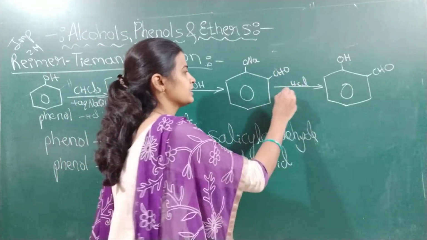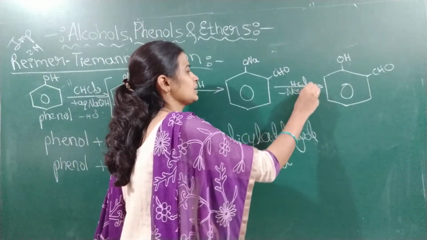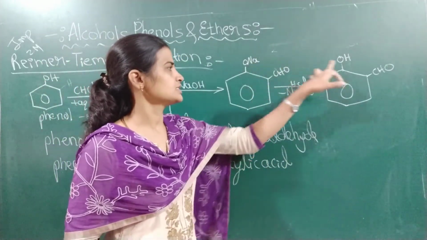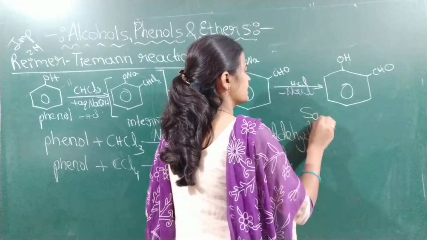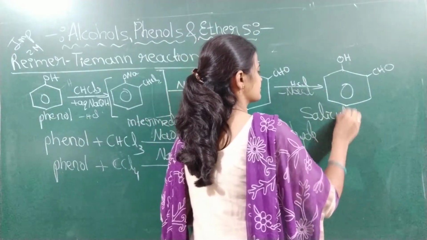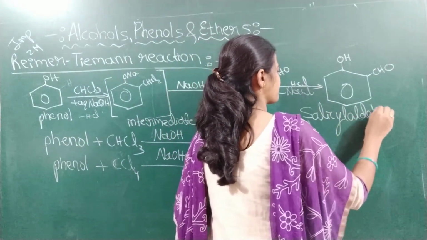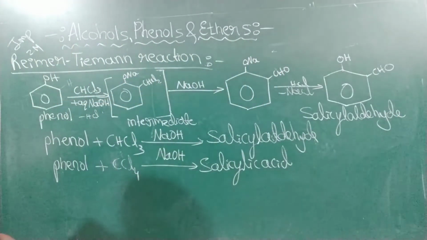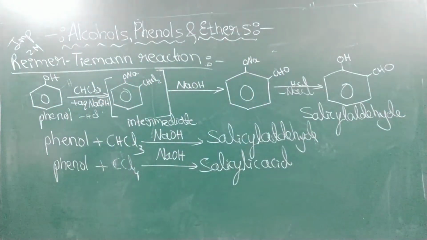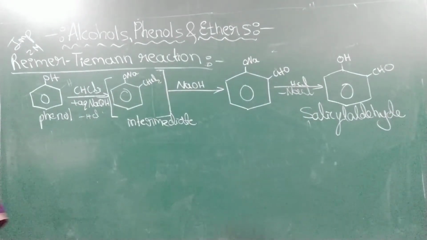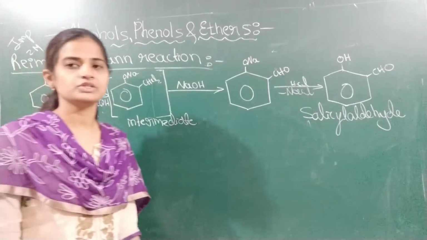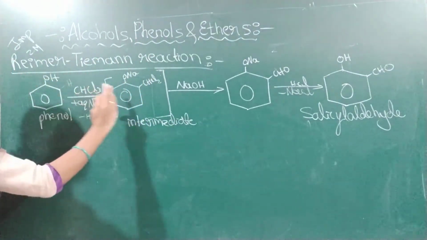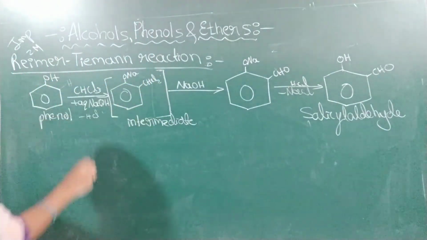NaCl will get eliminated. Therefore, this H attaches here to form a salicylaldehyde. Okay, it forms the salicylaldehyde. Okay, this is all about the Reimer-Tiemann reaction, which is important. Got it? Okay, now see how exactly this reaction takes place in detail.